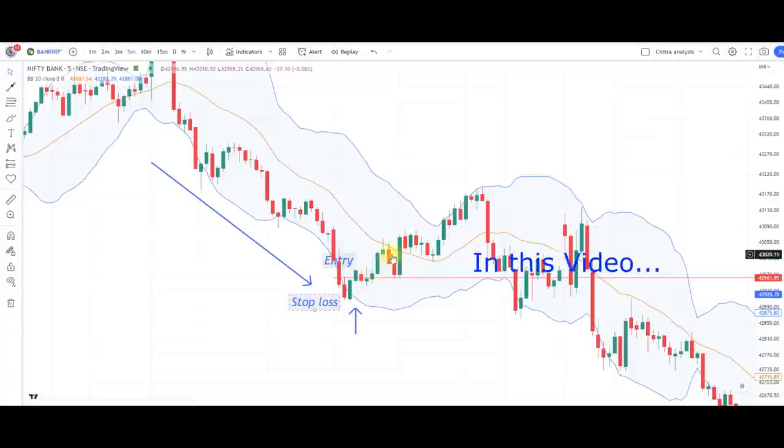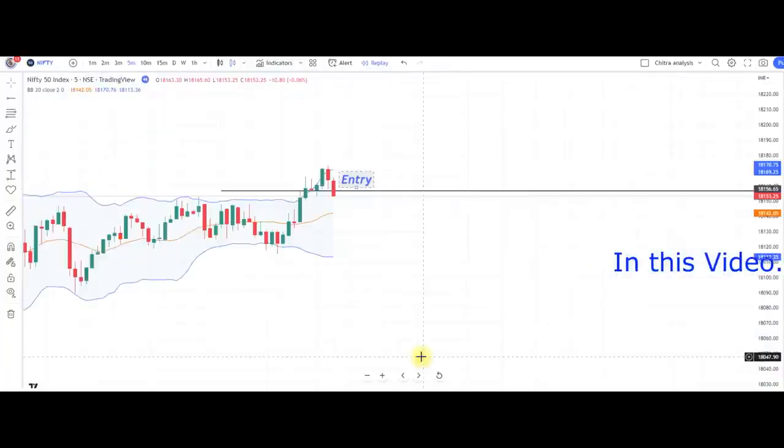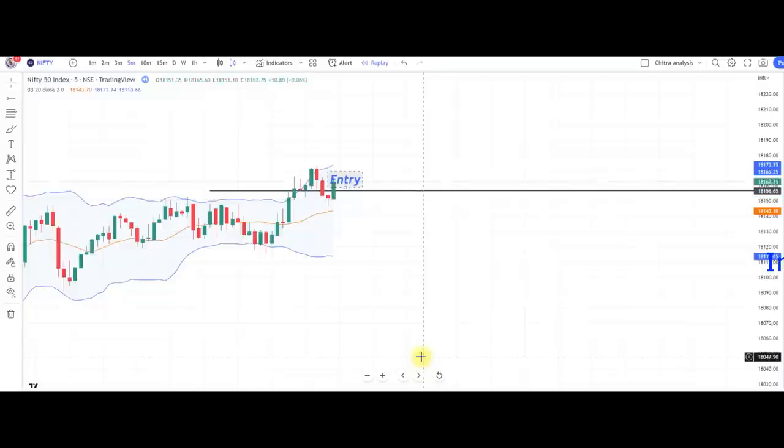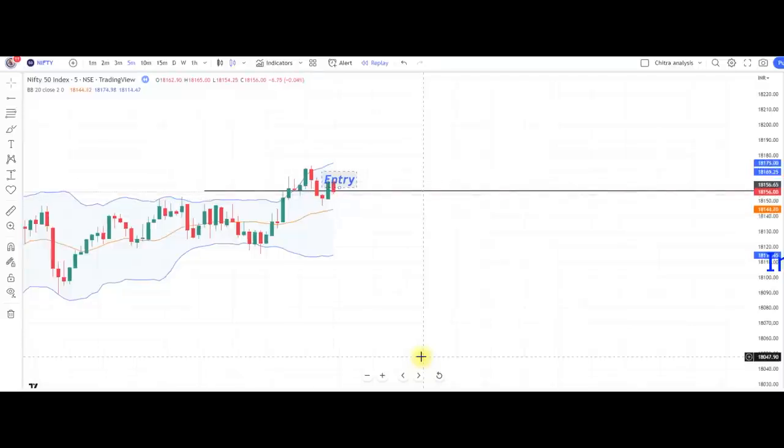And you can keep your target as 20 SMA. So using this strategy, a beginner also can trade and earn 2K per day without much technical knowledge.